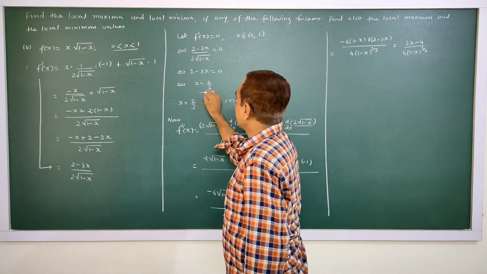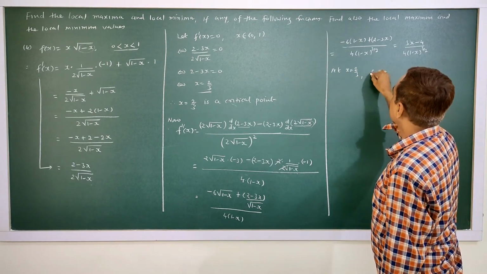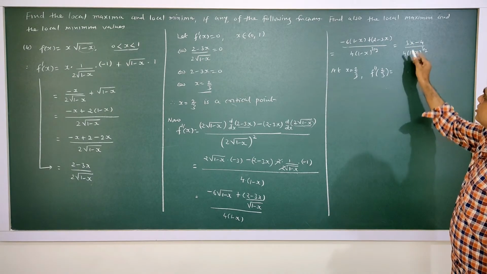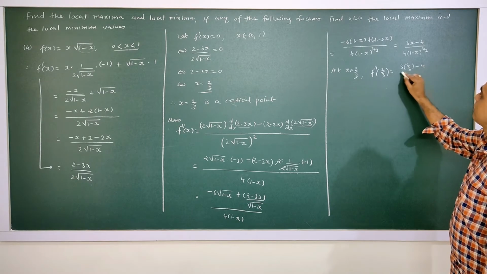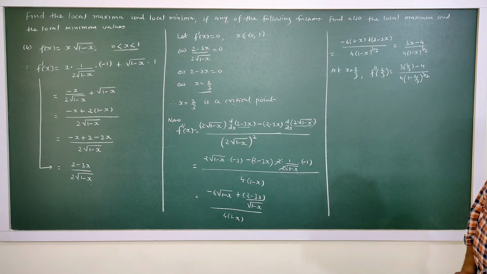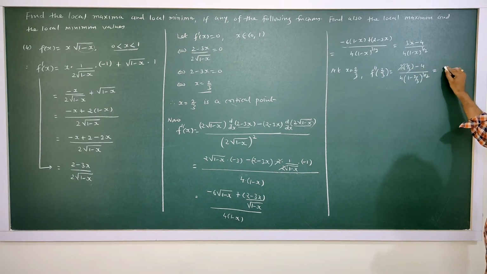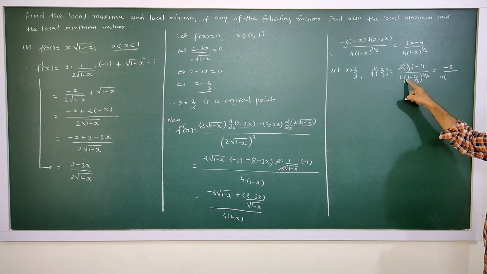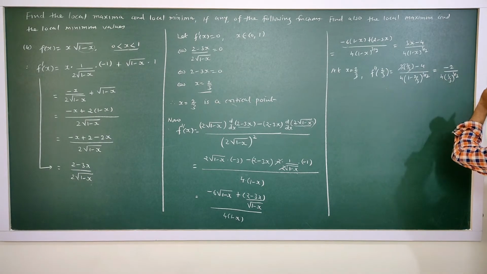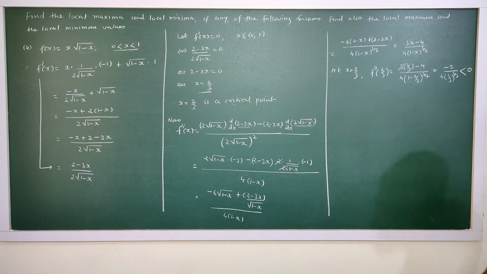Now we put this value in f double dash. So at x equal to 2 by 3, f double dash of 2 by 3 equals, now I am putting here 2 by 3, 3 into 2 by 3 minus 4 upon 4 into 1 minus 2 by 3 to the power 3 by 2. This 3 will be cancelled. 2 minus 4 is minus 2 upon 4 into 3 minus 2 is 1, 1 by 3 to the power 3 by 2. We are not simplifying this number. We are interested only in the sign. Look here, f double dash is negative.